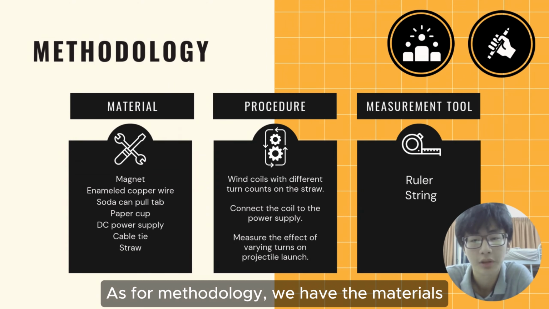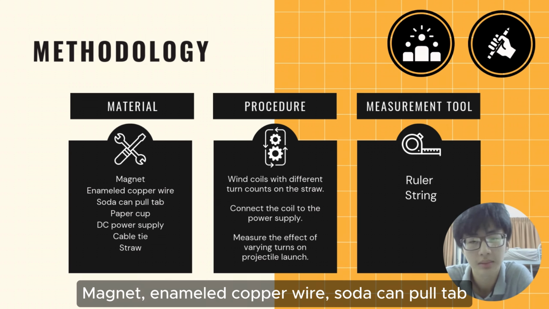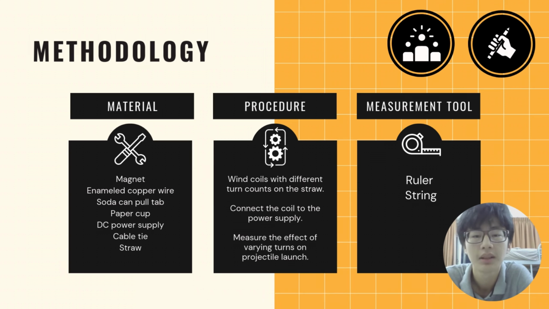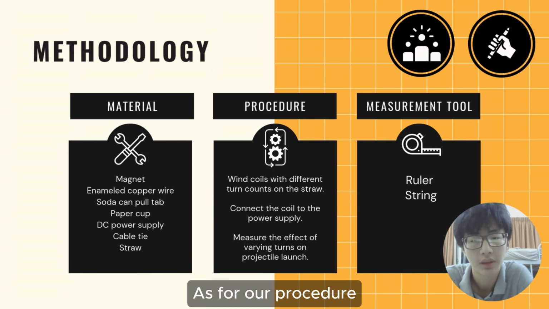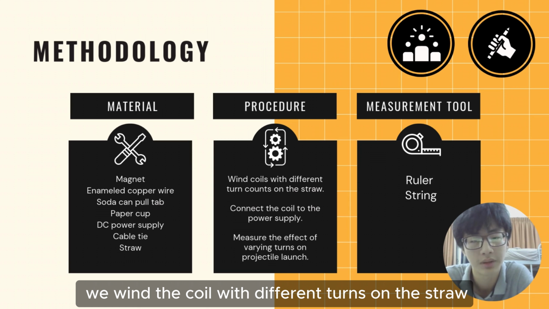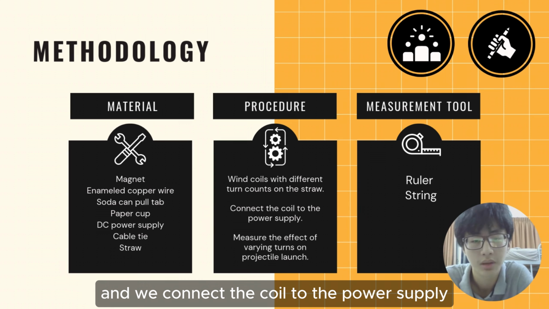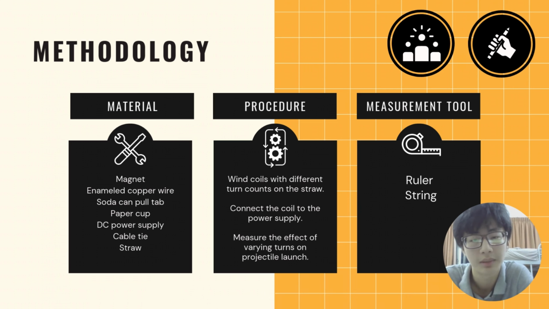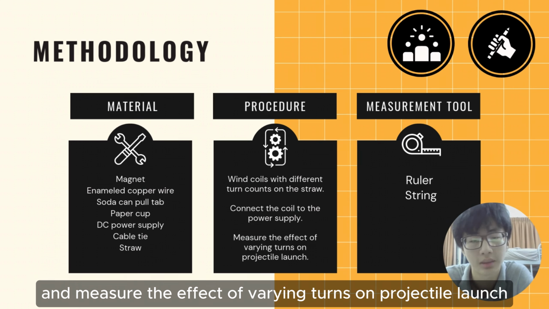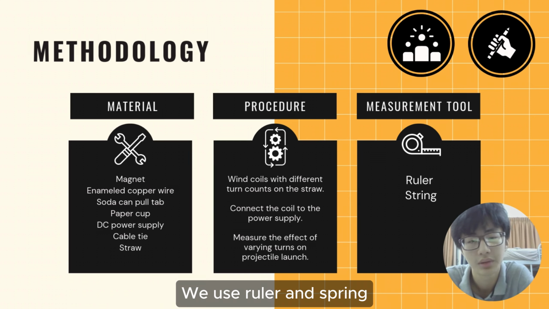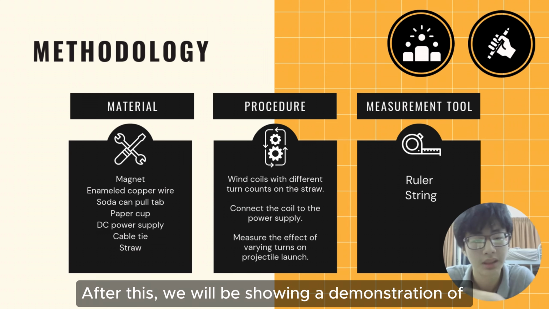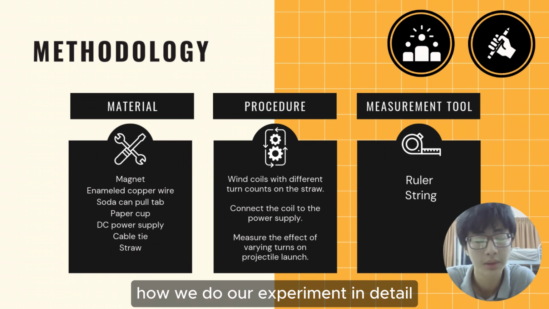As for methodology, we have the materials: magnet, enamel copper wire, solder can, pull tab, paper cup, DC power supply, cable tie, and straw. As for our procedure, we wind the coils with different turn counts on the straw, connect the coil to the power supply, and measure the effect of varying turns on projectile launch. As for our measurement tools, we use a ruler and string. After this, we will be showing a demonstration of how we do our experiment in detail.